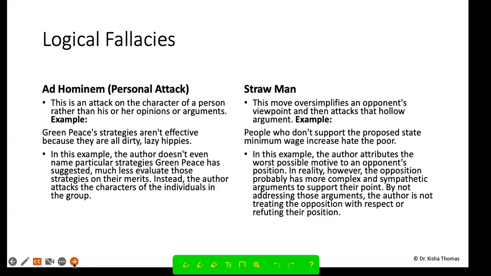Straw man. This move oversimplifies an opponent's viewpoint and then attacks the hollow argument. Example: People who don't support the proposed state minimum wage increase hate the poor. In this example, the author attributes the worst possible motive to an opponent's position. In reality, however, the opposition probably has more complex and sympathetic arguments to support their point. By not addressing those arguments, the author is not treating the opposition with respect or refuting their position properly.